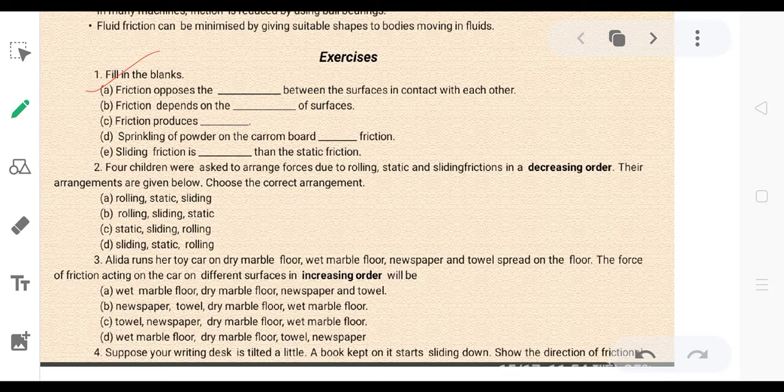Friction opposes the motion. And friction depends on the dash of surface. It depends on the nature of surface, rough or smooth. So rough surfaces have more friction and smooth surfaces have less friction. So it depends on the nature of surface.